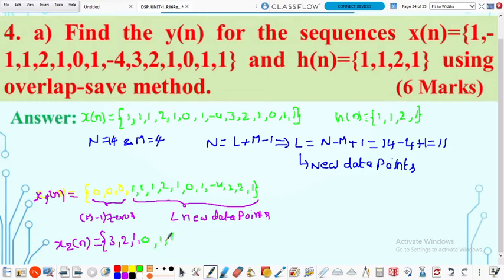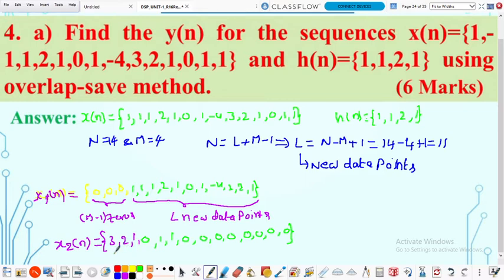And what is the length of the new data points? 11. Now here only 3 samples are there, and the remaining samples are considered as zeros. Consider 8 zeros: 0, 0, 0, 0, 0, 0, 0, 0. 1, 2, 3, 4, 5, 6, 7, 8, 9, 10, 11. The new data samples length is 11.